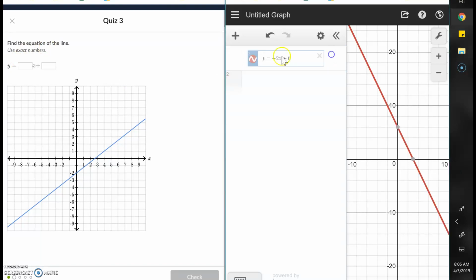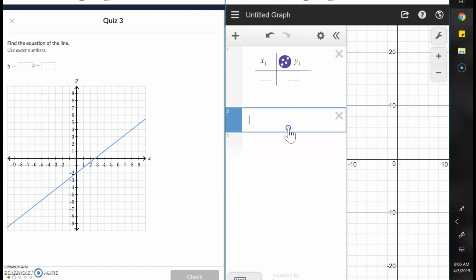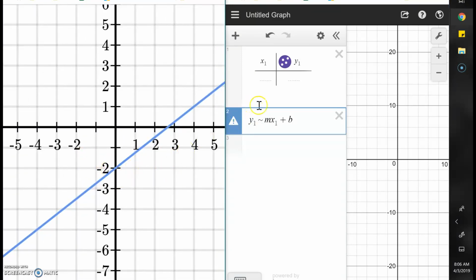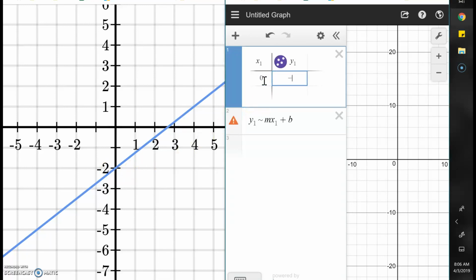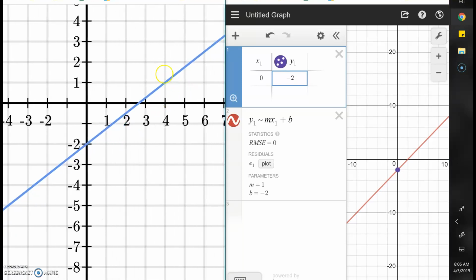Find the equation of a line, so we're trying to do y equals mx plus b. I'm going to go ahead and add a table. I'm going to sync it up to the linear regression. And I'm going to punch in some coordinate points. So, looks like it goes perfectly to that corner, 0 for x, -2 for y. And then I'm going to scan this line. Goes perfectly to the corner right there, so that's 4 for x, 1 for y.